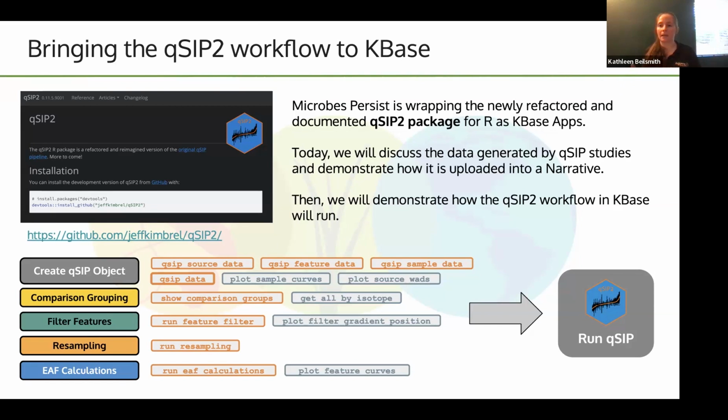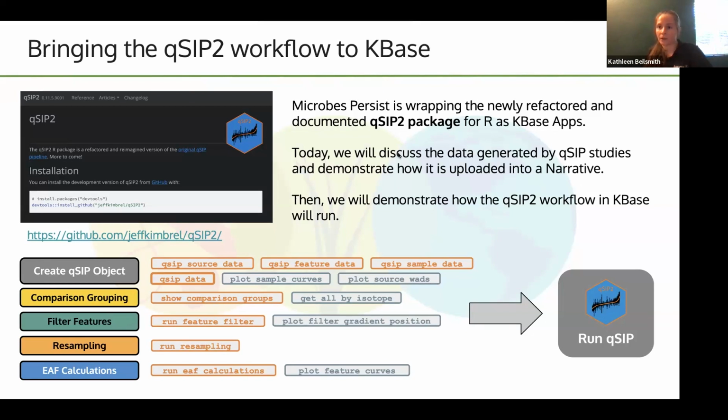Since qSIP sits at this interface of biogeochemical data and genetic traits, we might want to link measures of how a microbe is using substrates that we get from qSIP to other types of data: amplicons, metagenomes, chemical abundances that we can bring into KBase. So that's a little bit about why we're doing this.